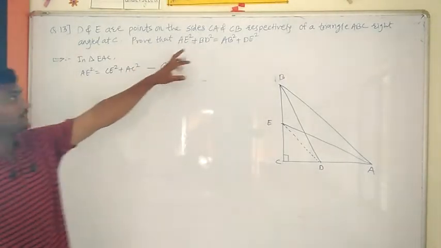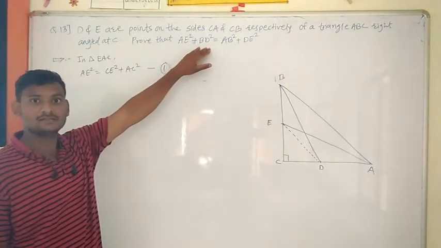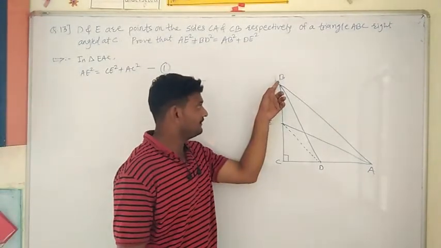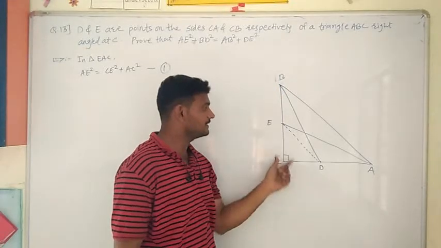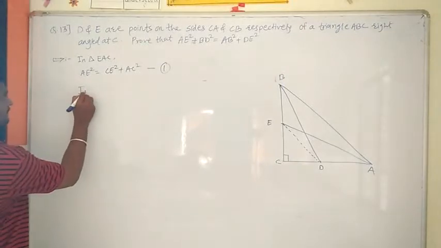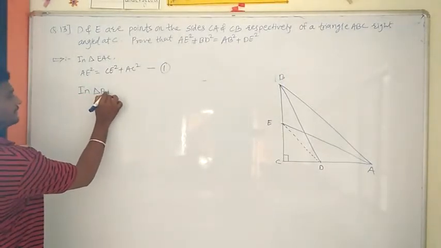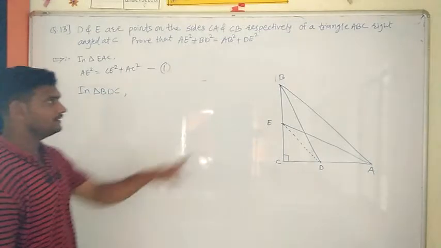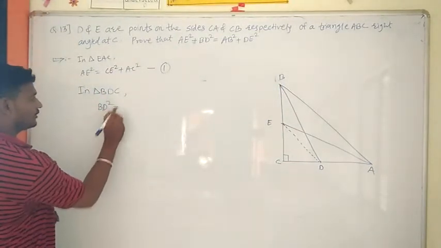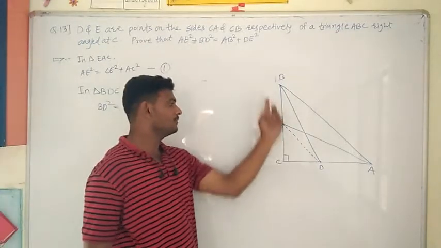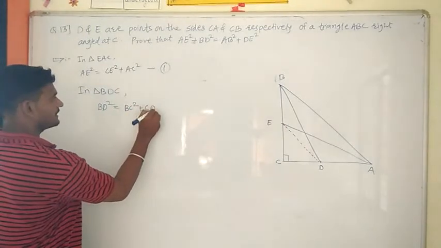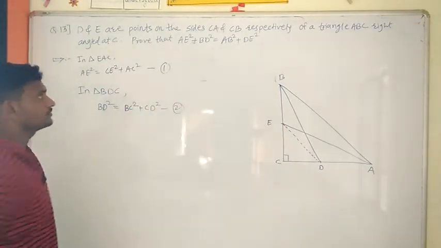And what do we want in the second part of the proof? See here, BD square we want here. Now, in which triangle will we get BD square? Can we get it in triangle BDC? In triangle BDC, BD square is equal to, BD is the hypotenuse, BD square is equal to BC square plus CD square. Mark it as equation number 2 here.